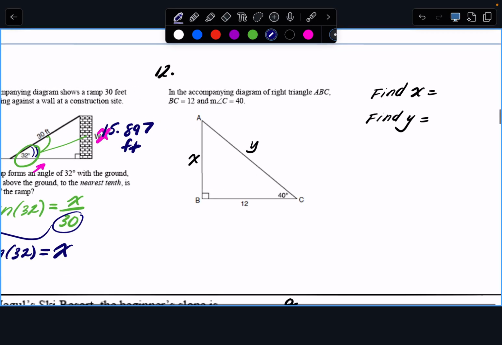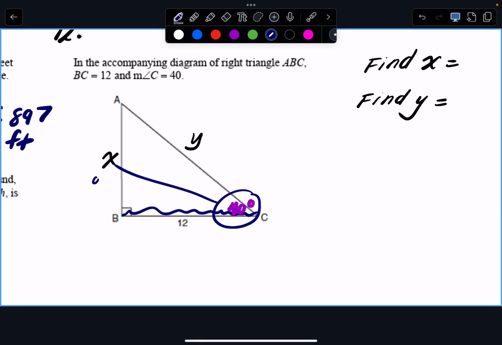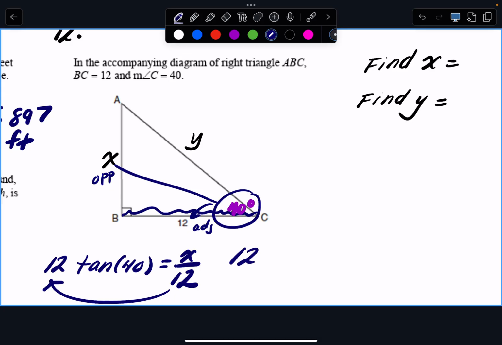Okay, so look with me at this, because it says, use the diagram of triangle ABC. BC is 12, so let's go fill that in. Oh, they already did. BC is 12, and then it says angle C is 40, so they've already filled that in. If it said find X, you'd go, okay, so X is here, Y is here. We would call this opposite and adjacent. So that's tan. So you'd say tan of 40 equals X over 12. And then we would just times 12 over. 12 tan of 40 equals X.